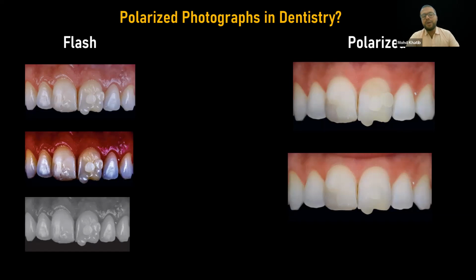As well as with a polarized photograph, you can analyze whether any enamel defects are present, or if any crack line or white spot lesion is seen. These can all be seen in polarized photography.